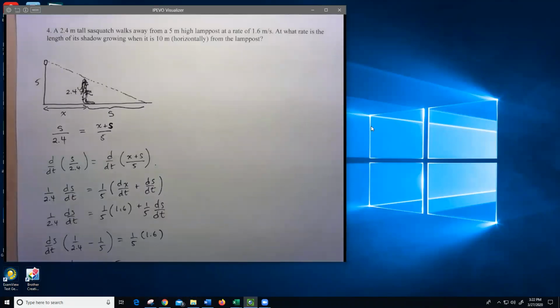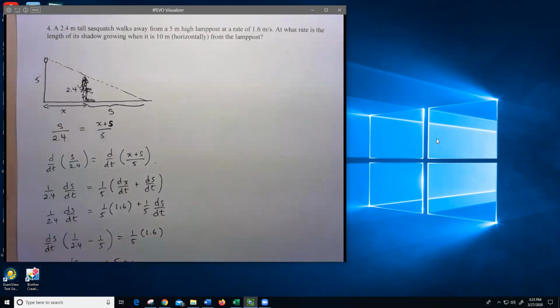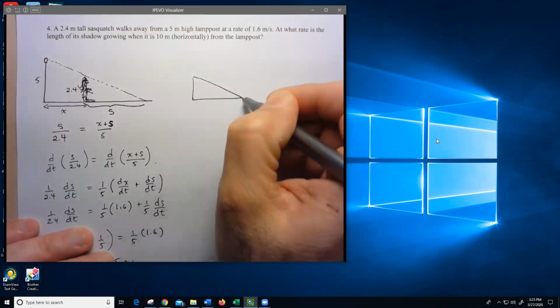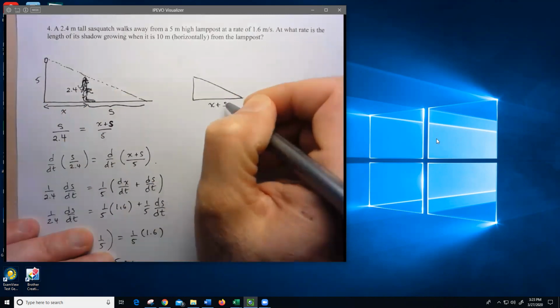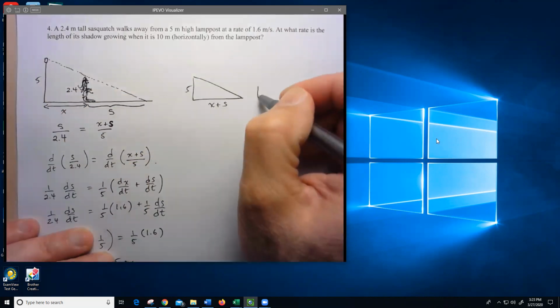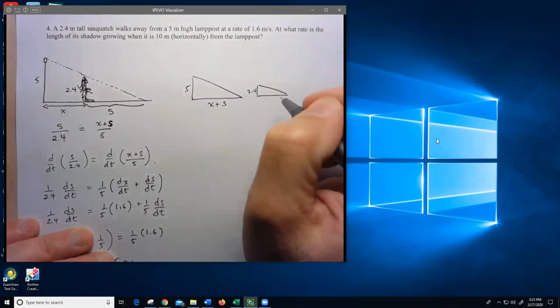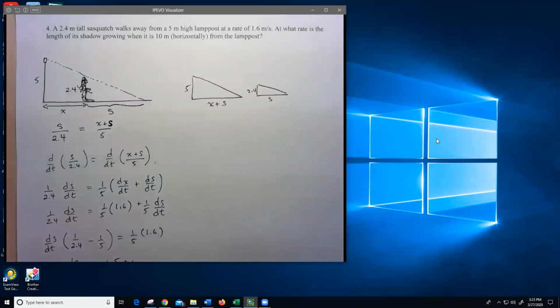Okay, so maybe one last thing I'll do is go over how I set up this relationship here, as I'm being asked to. I used similar triangles. So what I did is I have my big triangle here, where this whole side length is x plus s, and this is 5. And then in my smaller triangle, I'm just drawing them separately, this is 2.4, and this is s, okay? So there are two ways I could set up a proportion like this.